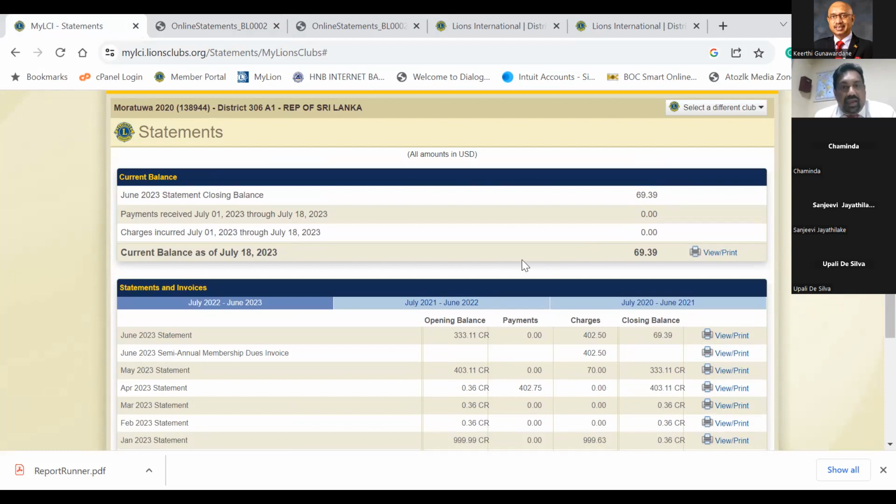The treasurer only should pay the international dues directly through a credit card. So even the secretary or president can view these balances, but they can't pay. If anyone wants to pay online, you have to register and come here, then you can make the payments. If you need any assistance on how to make the payment, please contact us. We'll guide you.